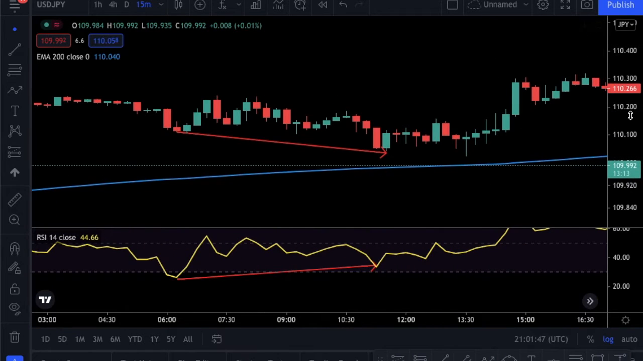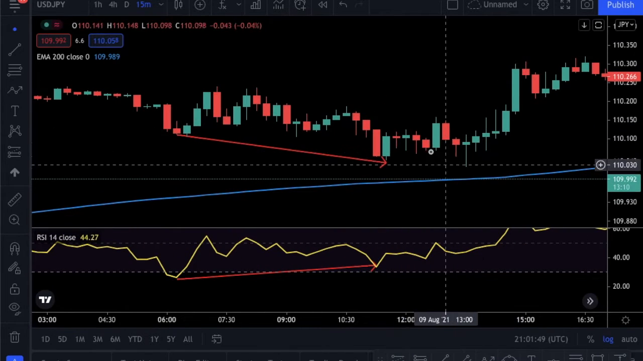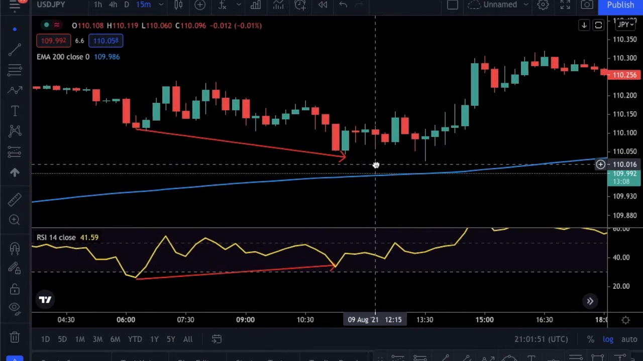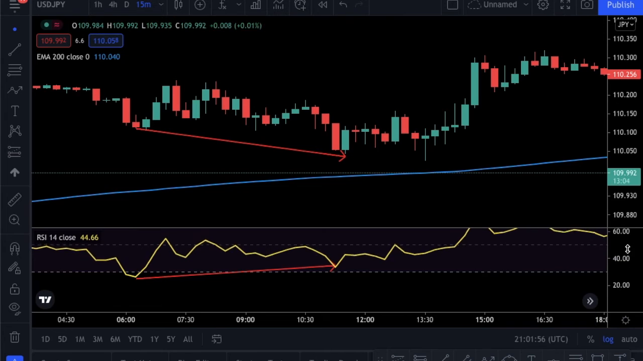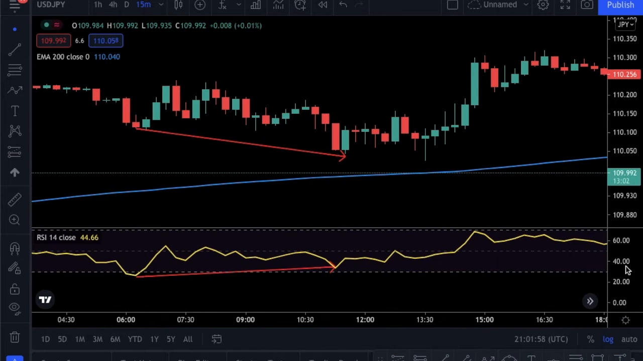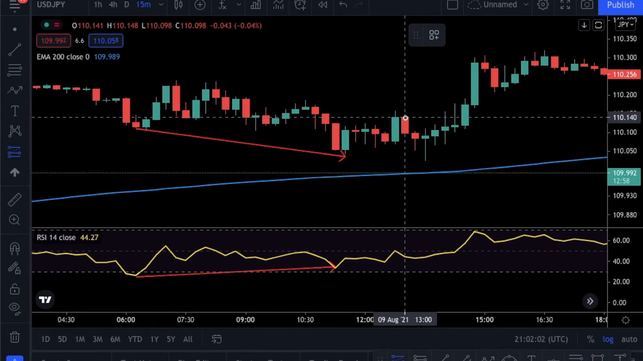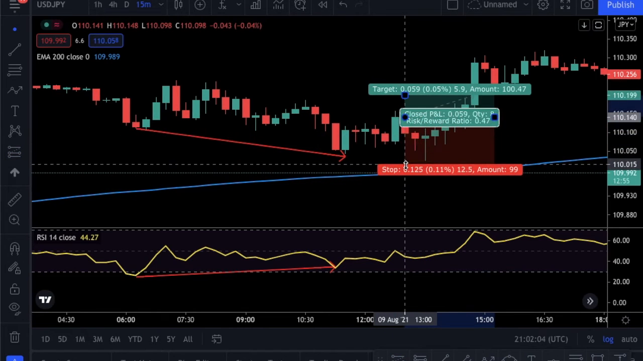But we will not open a position as soon as we spot a divergence. To increase the win rate, we will look for a second confirmation, such as a bullish candlestick pattern. Here you can see a bullish engulfing pattern, because the green candle completely engulfs the previous red candle. That is our entry signal. We will open a position at the opening of the next candle.